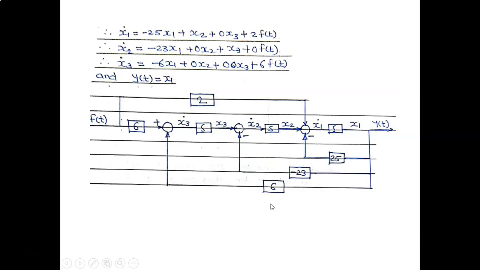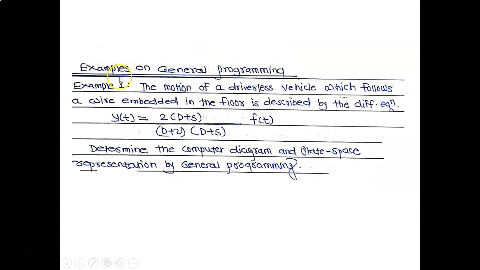Now, up till now we have seen problems on direct programming, parallel programming, and series programming, and now the last point is general programming. Problems on general programming. Therefore, we will see examples on general programming now.